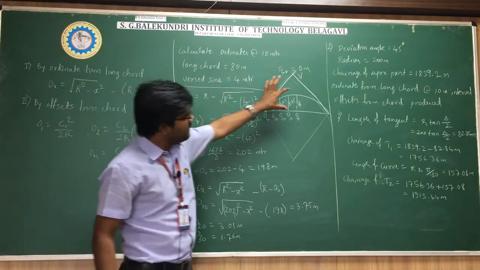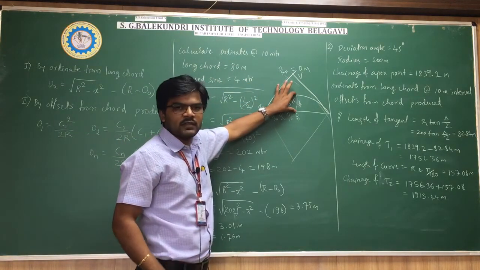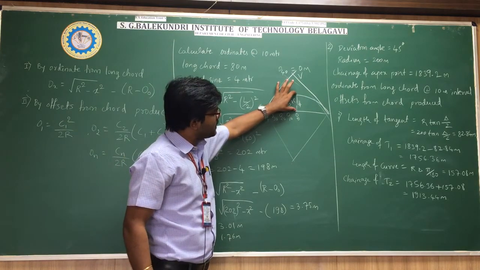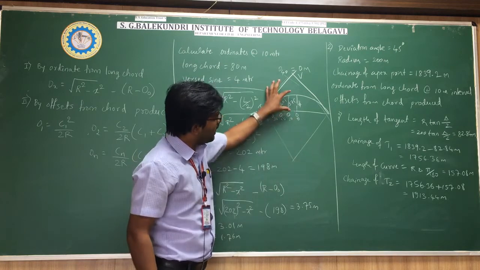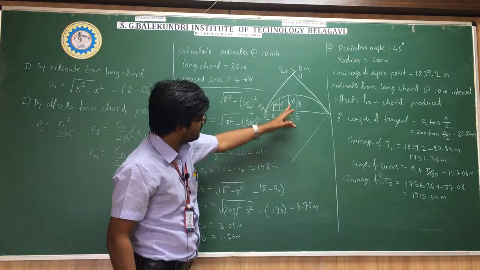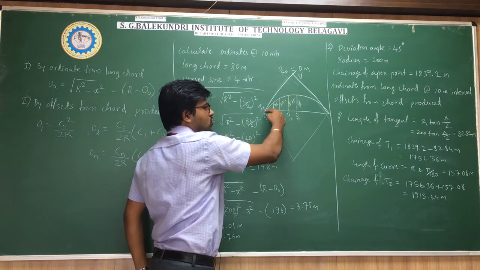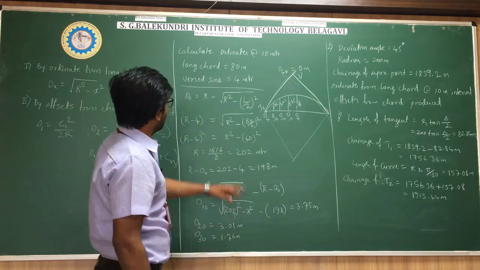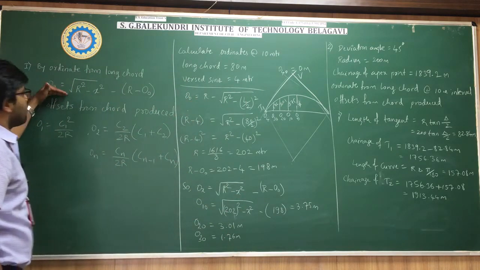Now the mid ordinate, or versine, is given as 4 meter. With respect to this 4 meter and with respect to the interval, I am going to find out these ordinates. See here, these are the ordinates, and based on these ordinates I am going to join this curve. Okay, let us start by taking this formula.